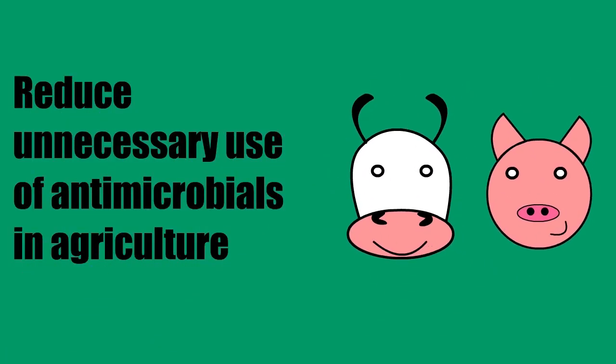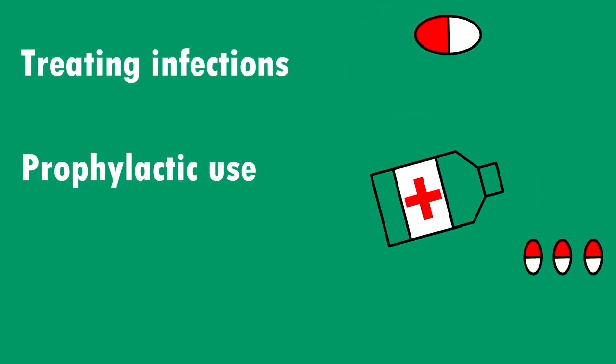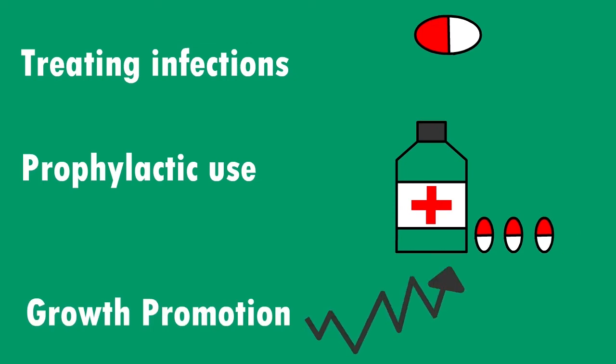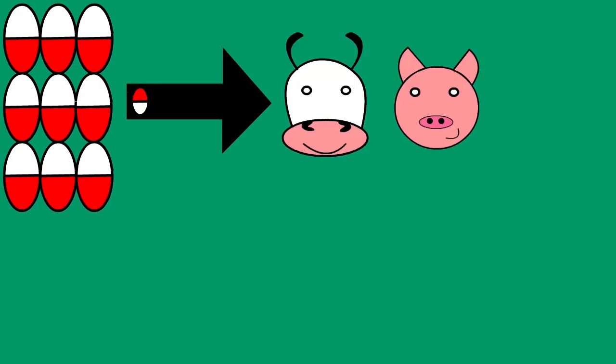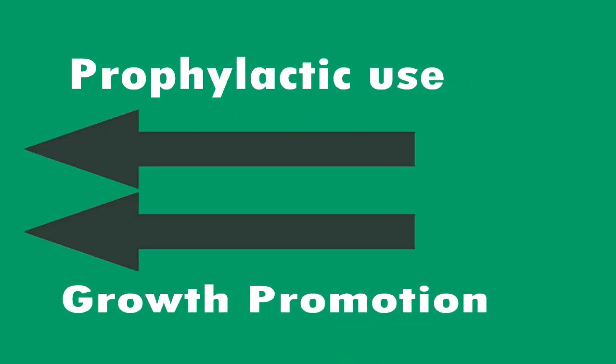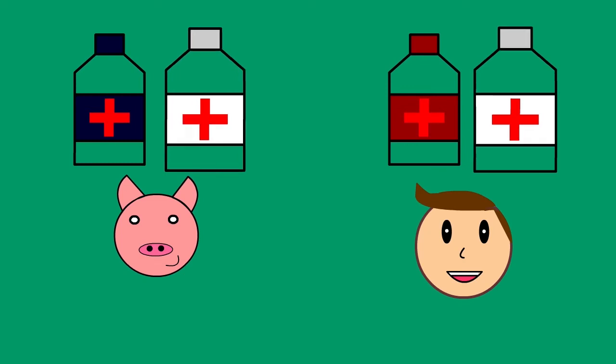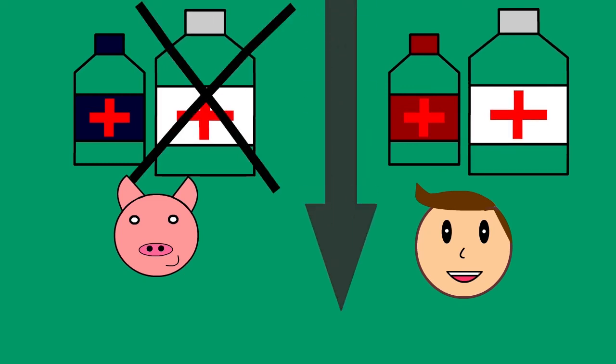Another way is to reduce the amount of unnecessary use of antimicrobials in agriculture. Antimicrobials are used to treat infections, used prophylactically, and for the promotion of growth in livestock animals. Antimicrobials are not fully metabolized and are excreted from animals, which then enter the environment, which increases the spread of AMR. Reducing unnecessary antimicrobial usage for prophylaxis and growth promotion can help reduce the spread of AMR. Restrictions on highly critical antibiotics in agriculture that are used in humans can also help reduce the spread of AMR.